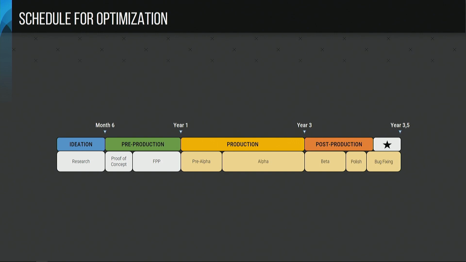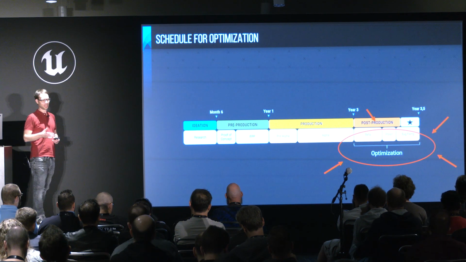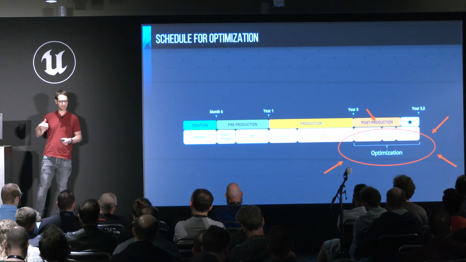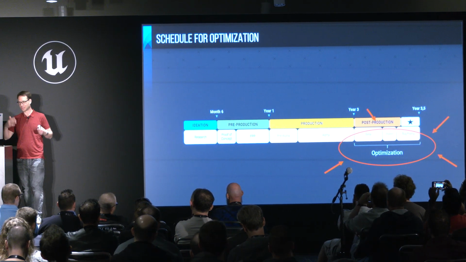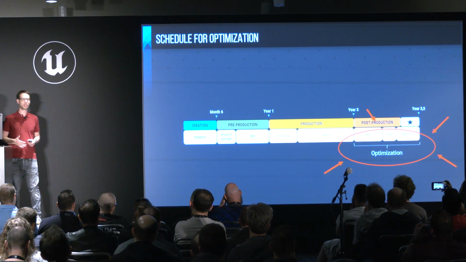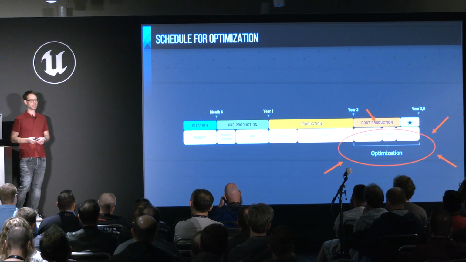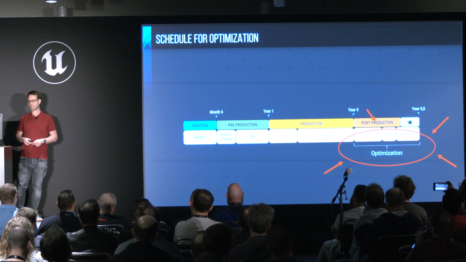So I would recommend that you schedule quite a bit of time for optimization. In our case, we had a production of roughly 3.5 years, and we very much spent the last 6 months on optimization. Of course, there's also other stuff going on there. We had to make sure to hit all the certification requirements. We had to make sure everything works together, the game is actually fun, fix all the bugs, all of that stuff. But we also very much spent a lot of time during this period on optimization.